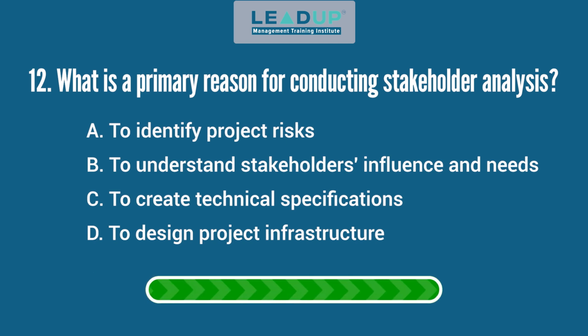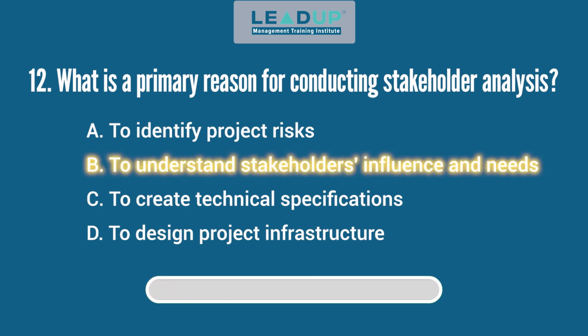Question 12. What is a primary reason for conducting stakeholder analysis? A. To identify project risks. B. To understand stakeholders' influence and needs. C. To create technical specifications. D. To design project infrastructure. The answer is to understand stakeholders' influence and needs.